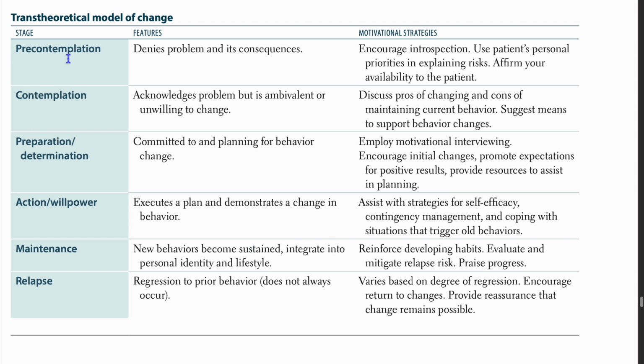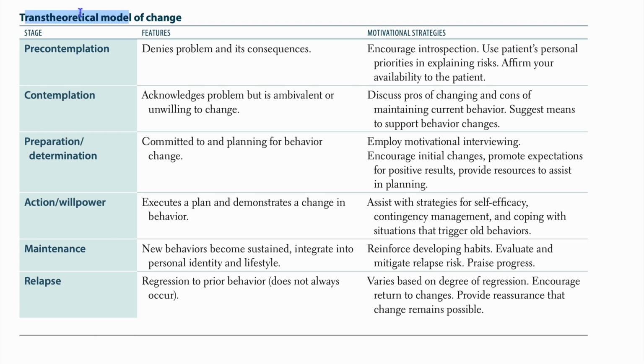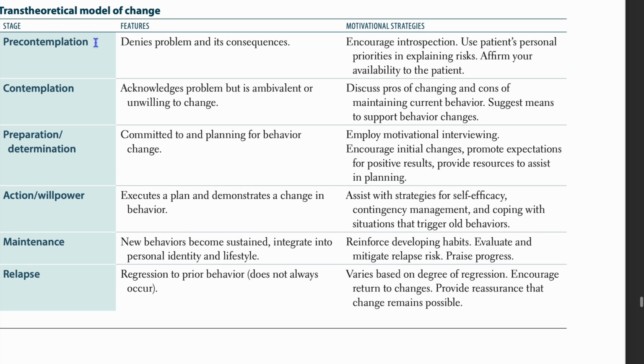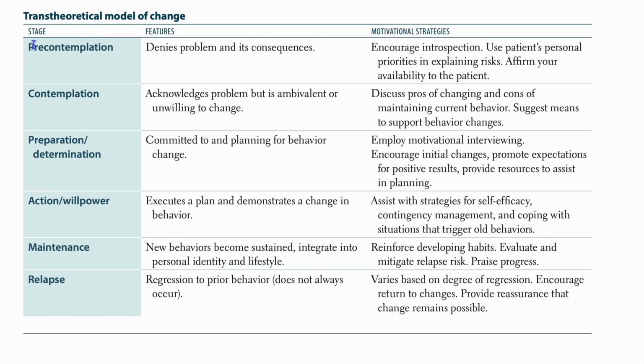Okay, this is important. The transtheoretical model of change: if they give you a scenario, you should be able to tell at which stage the person is in. So pre-contemplation: they deny the problem and its consequences, so they haven't even started the change. Motivational strategies: encourage introspection, use patients' personal priorities in explaining the risks, and affirm your availability to the patient.